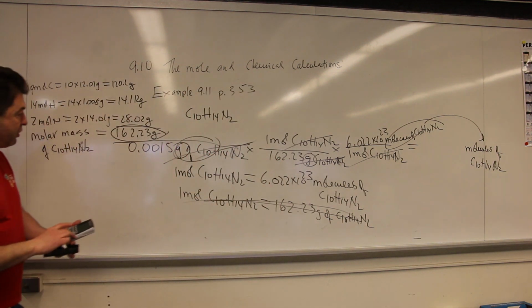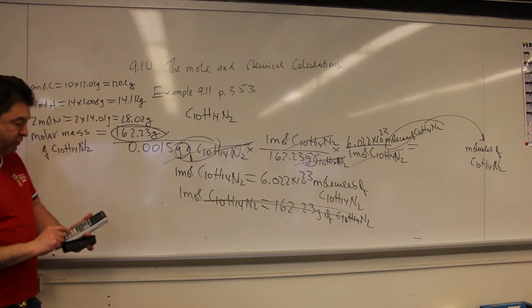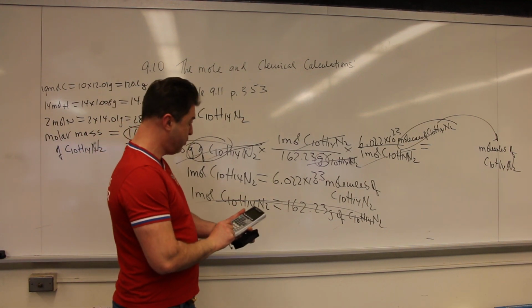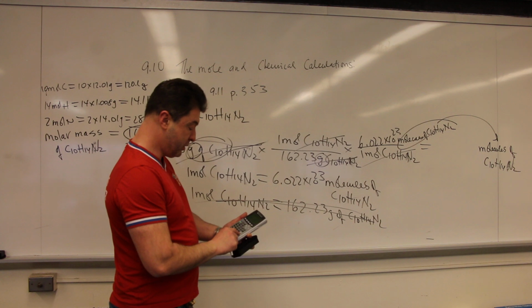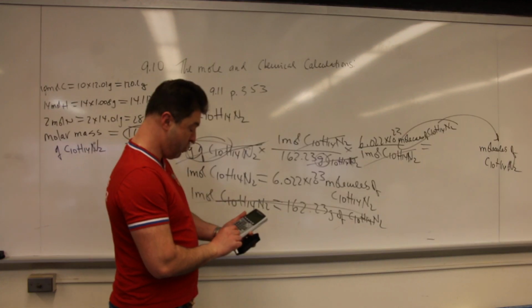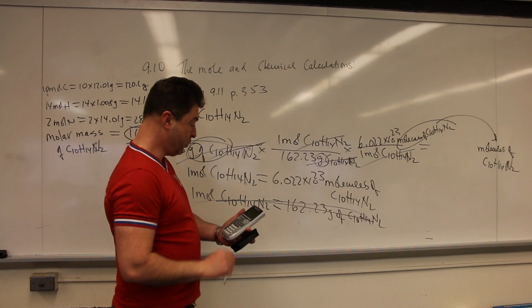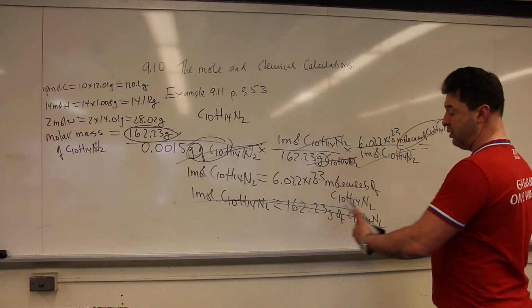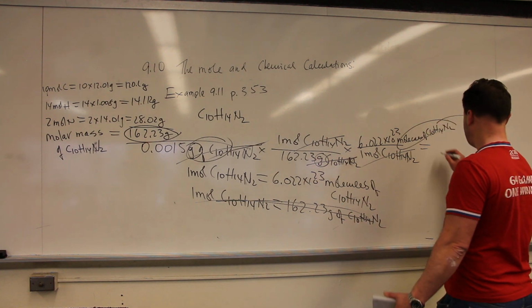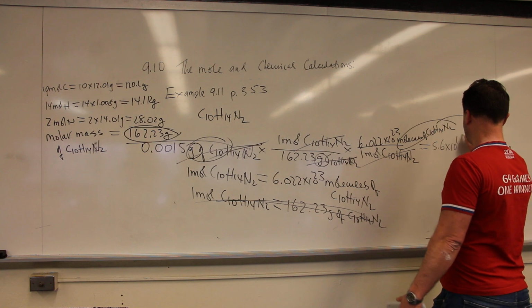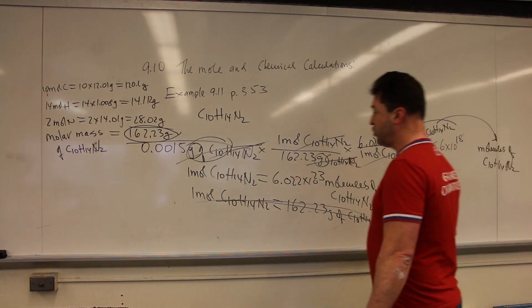All I have to do is a little mathematics: 0.0015 divided by 162.23, and then multiplied by Avogadro's number. I pretty much got my home run here, not only in terms of units, but I believe I also got the right number. The only thing left is to put down the number with the correct number of significant figures, times 10 to the positive 18, and that should be the final answer.